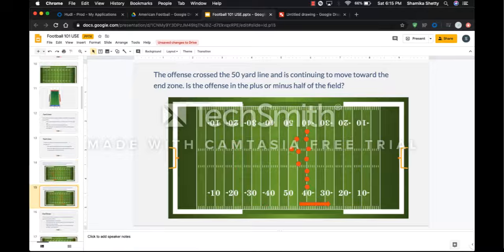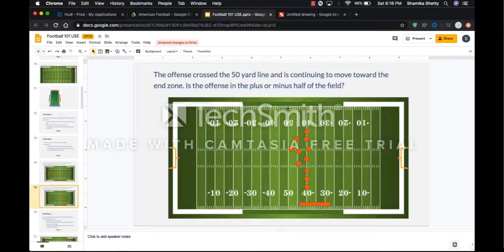Let's go to the next image. Okay, the offense crosses the 50-yard line and is continuing to move towards the end zone. Now again, let's take two teams, team A and team B. Team A is on the left, moving towards the right, which is the offensive team. This is the end zone for team A to score a goal. Like the arrow says, it is going from left to right. It has already crossed 50, which means it is in the positive area of the field. So all the yard lines after this will count as plus, whichever yard line it is. If it was before, it was minus.